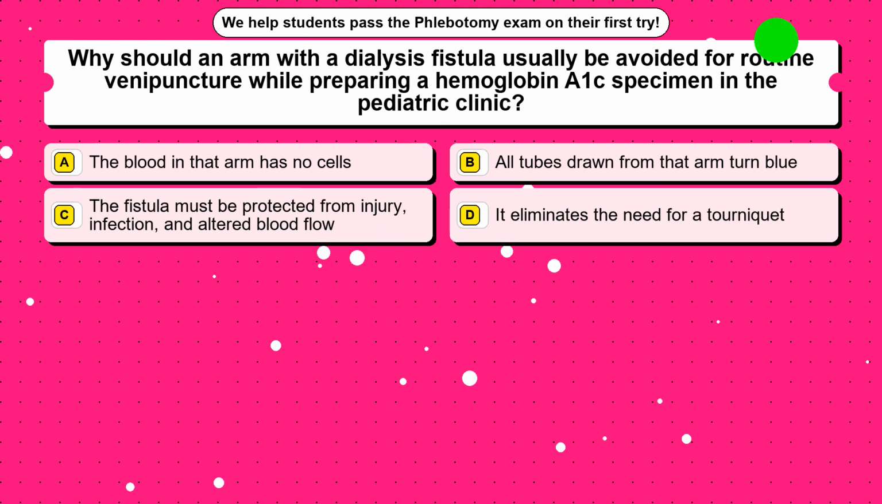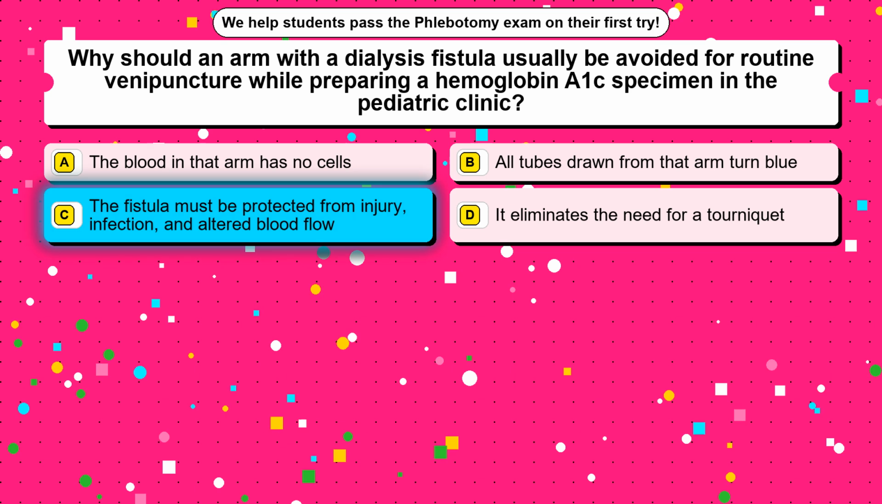Question 10. Why should an arm with a dialysis fistula usually be avoided for routine venipuncture while preparing a hemoglobin A1C specimen in the pediatric clinic? Option A. The blood in that arm has no cells. Option B. All tubes drawn from that arm turn blue. Option C. The fistula must be protected from injury, infection, and altered blood flow. Option D. It eliminates the need for a tourniquet.